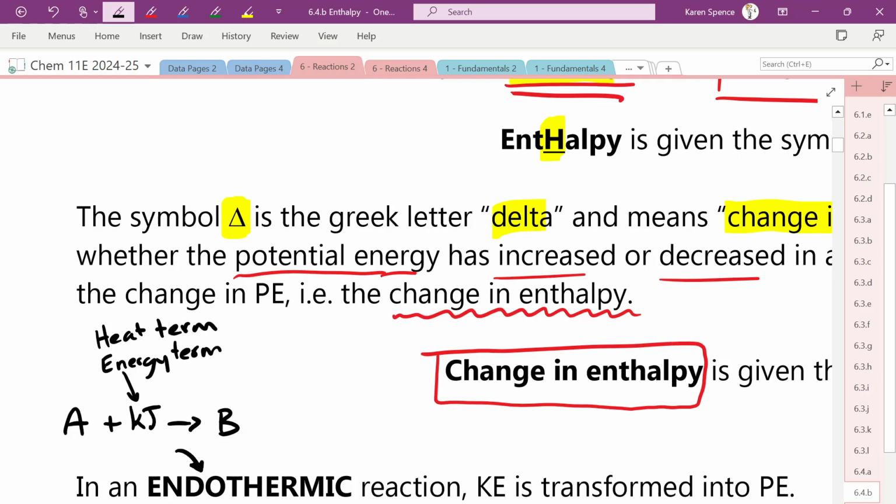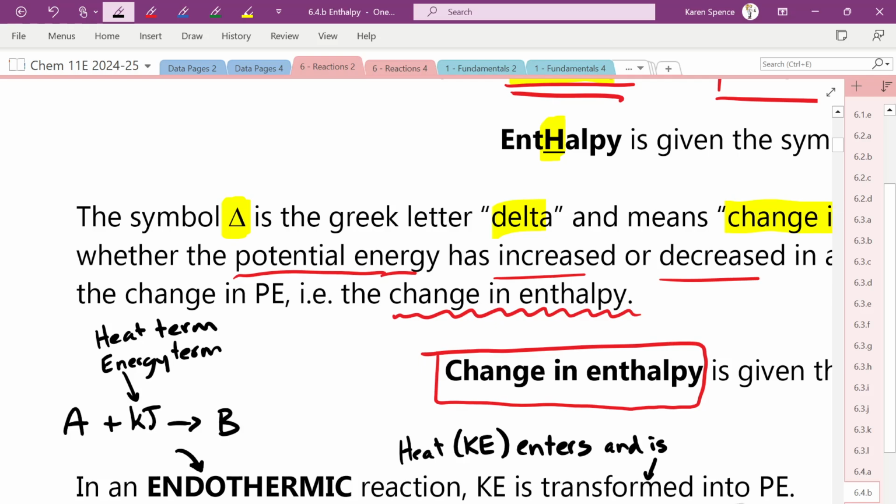And it goes in the reactants because energy is entering the system. Heat is entering the system and being transformed into potential energy. Okay, so heat enters. And is transformed into potential energy.